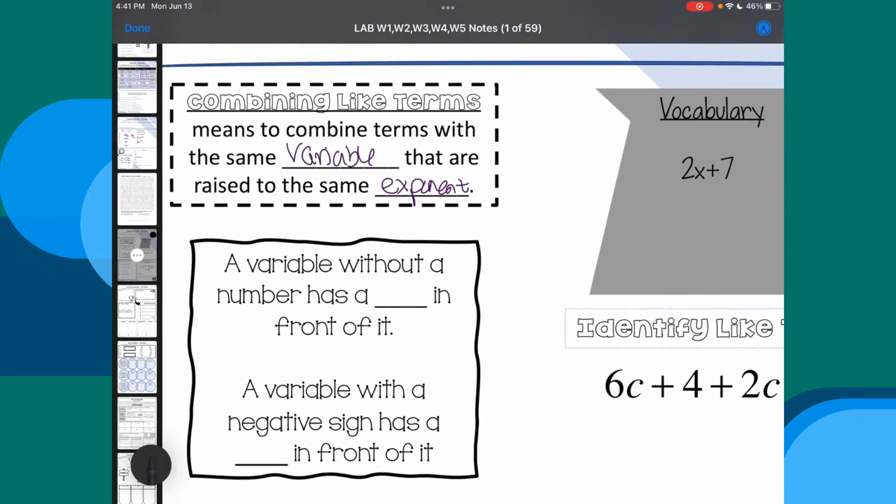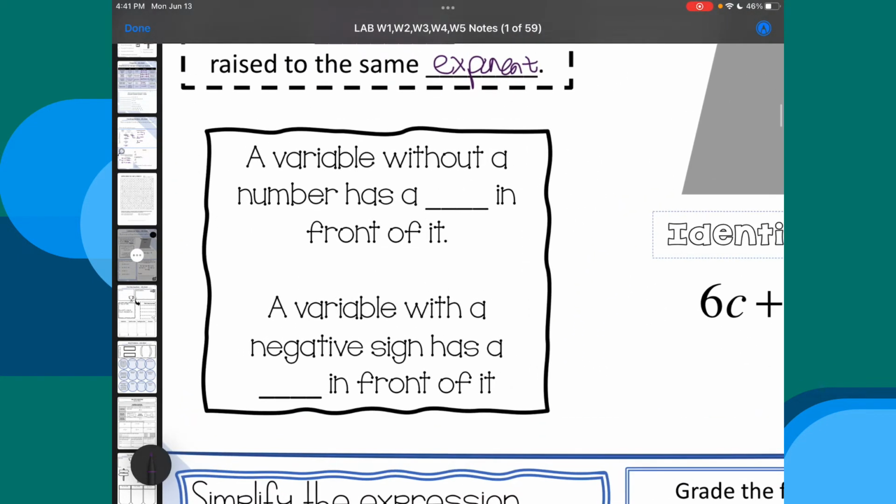It's important to note that a variable without a number has a 1 in front of it. So instead of just x, we want to make that invisible math visible and make it 1x. A variable that has a negative sign in front of it actually has a negative 1 in front of it. So negative x is actually negative 1x.